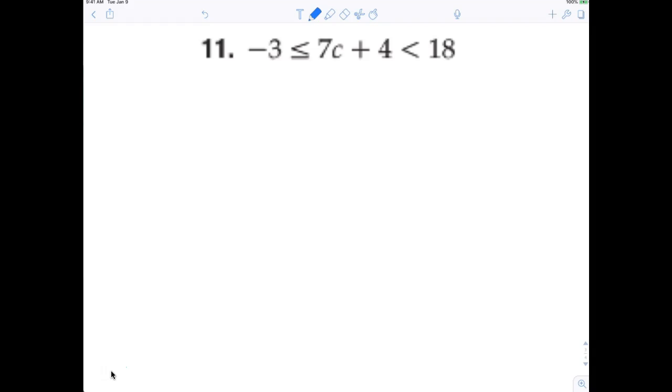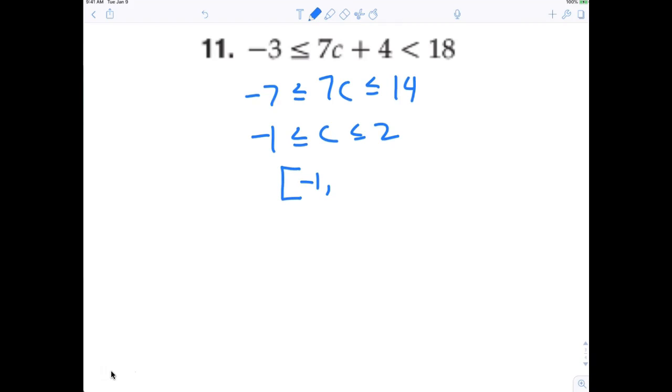Finish. Subtract 4. So what would it be? Beautiful. That is exactly correct. Max, all he did was subtract 4. Now what are you going to do? Now you just divide by 7. That's simple. So, negative 1 less than or equal to C, less than or equal to 2. So the answer, in interval notation. Good. Oh, yeah, I just accidentally wrote it wrong. So look right here. All right, so it is from negative 1 to 2.